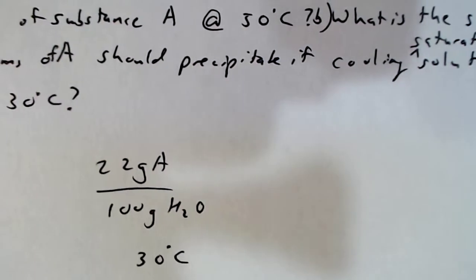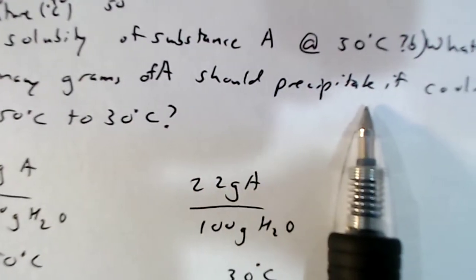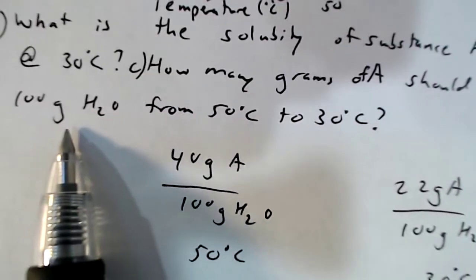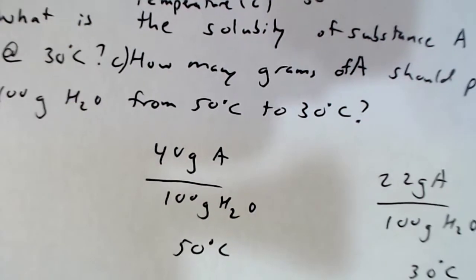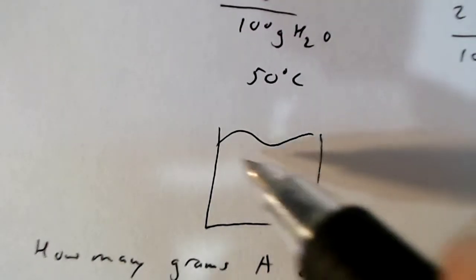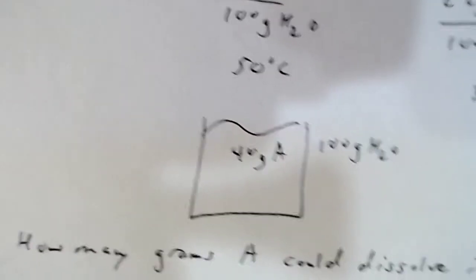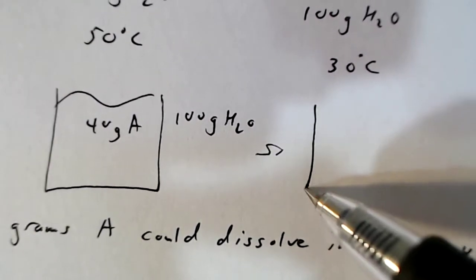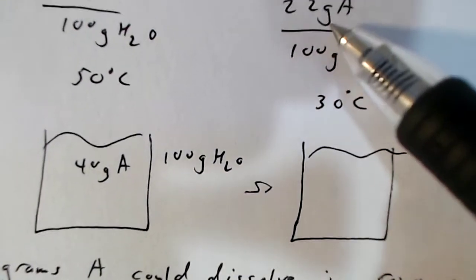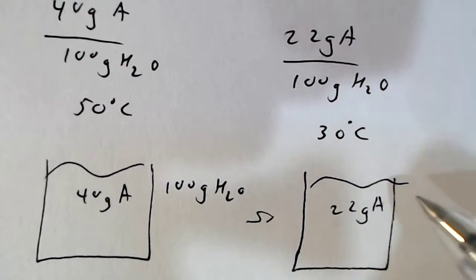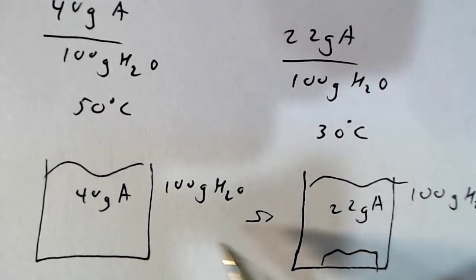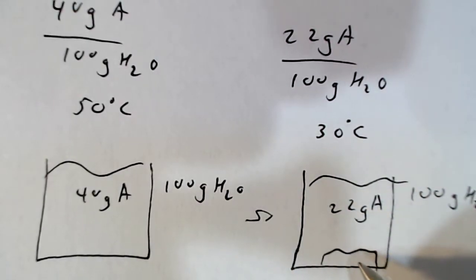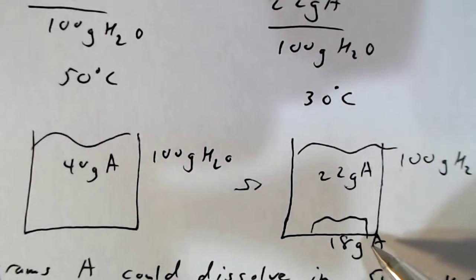All right, so then the next question is, how many grams of A should precipitate if cooling a saturated solution that contains 100 grams of water and the maximum amount of solute A from 50 degrees Celsius to 30 degrees Celsius? Initially, if you had 100 grams of water at 50 degrees Celsius, you would be able to dissolve 40 grams of A. But if you cool down to 30 degrees Celsius, then the solution will only be able to dissolve 22 grams of A in those 100 grams of water. So how many grams of solid A will precipitate out? You initially could dissolve 40, now you can only dissolve 22. So that leaves 18 grams of A that are going to be precipitated as solid.